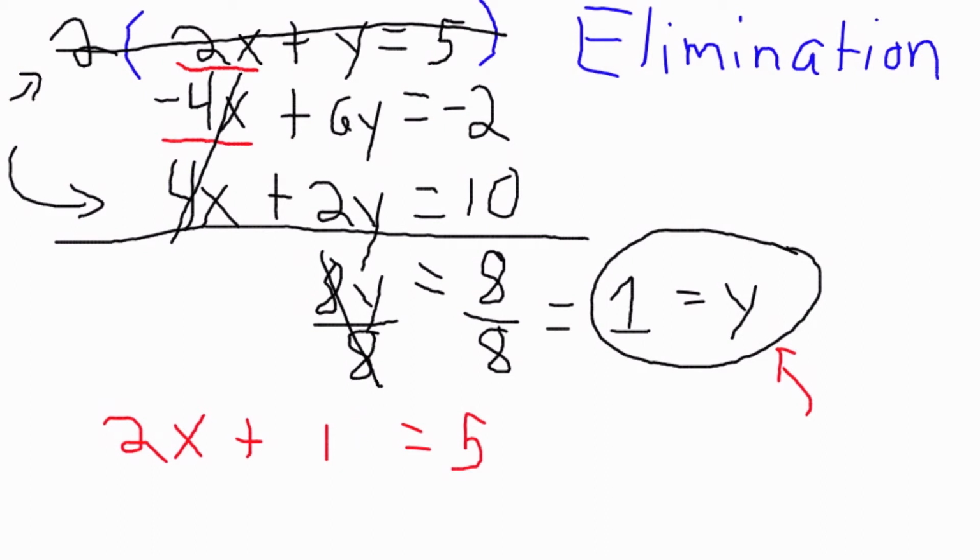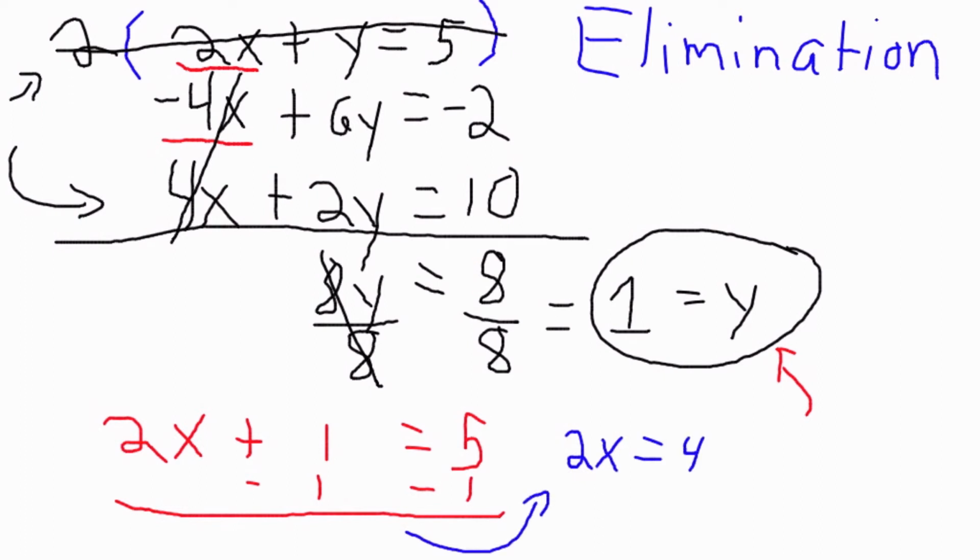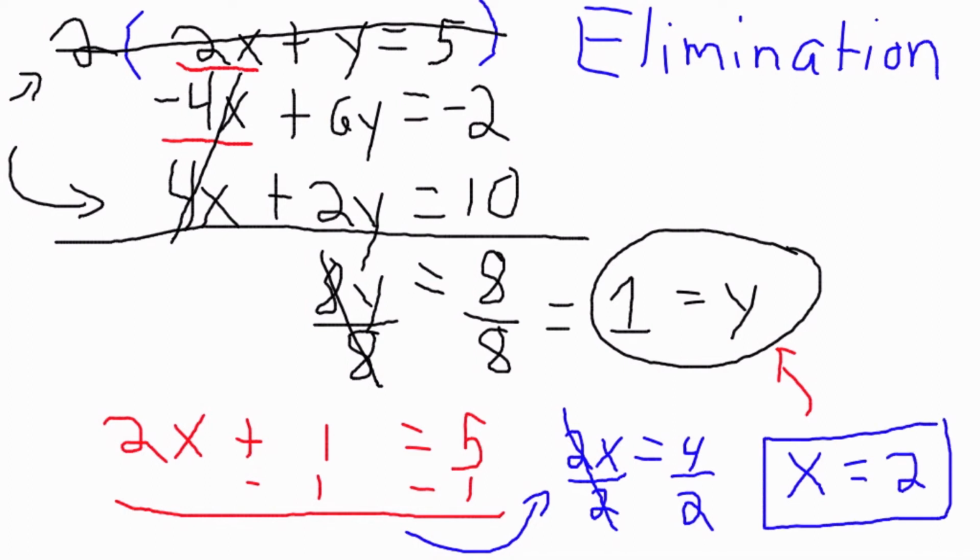All we're going to do now is get rid of the 1 by subtracting 1 from both sides. We get 2x equals 4. I moved it to the other side because I had no space. Now that we have 2x equals 4, we solve for x by dividing by 2. The 2's cancel out, and 4 divided by 2 is 2. So we know that x equals 2. Here we have our x, here we have our y, and that is how we solve systems of equations.